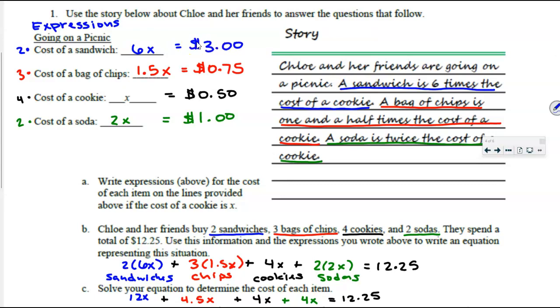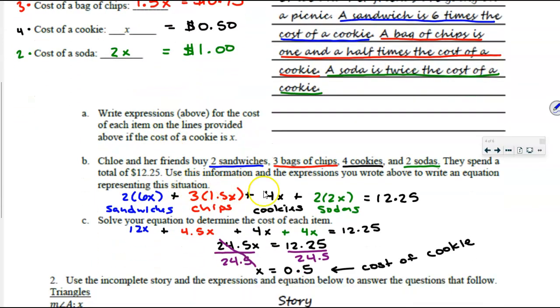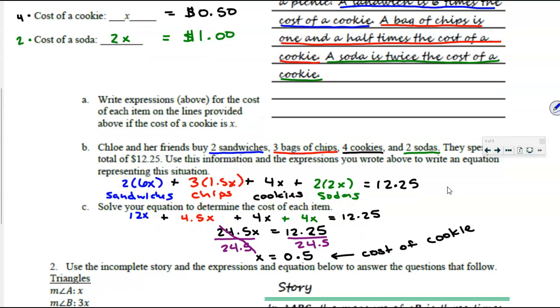Let's review the steps that we took. We had a story. We used parts of that story to write expressions for each individual piece. We were able to put all of those pieces together with the rest of the story in order to form an equation. Once we have an equation, it's just like what we did previously. We solve the equation, but then once we solve the equation, now we have to interpret what that means in relation to the story.